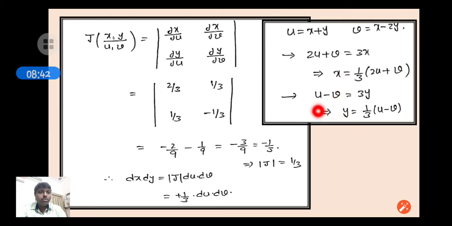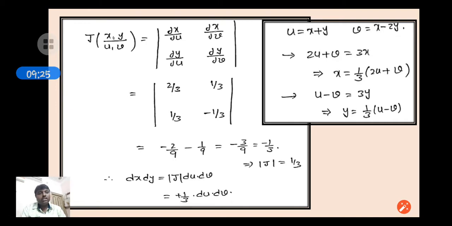Using these x and y, we can calculate the Jacobian. Now calculate dou x by dou u. X with respect to u partial derivative is 2 by 3, so I am writing 2 by 3. X with respect to v partial derivative is 1 by 3. Y with respect to u partial derivative is 1 by 3. Next, y with respect to v partial derivative is minus 1 by 3. It is a 2 by 2 determinant. I am calculating AD minus BC: 2 by 3 into minus 1 by 3 is minus 2 by 9, minus 1 by 3 into 1 by 3 is 1 by 9, that is minus 3 by 9, which is equal to minus 1 by 3.